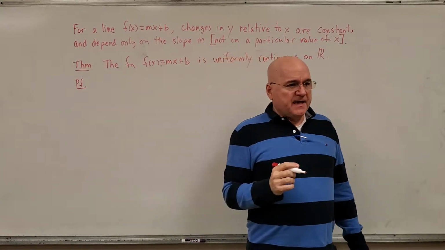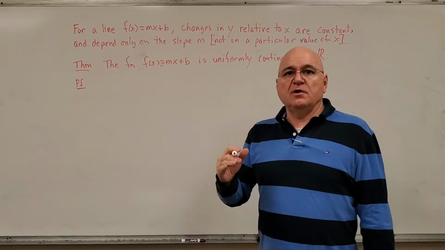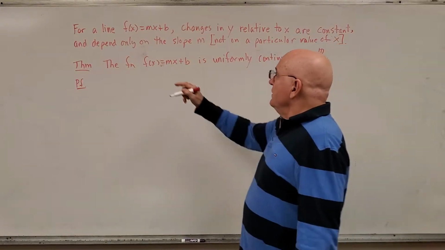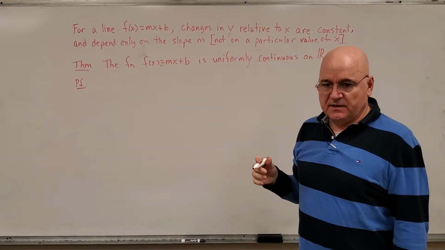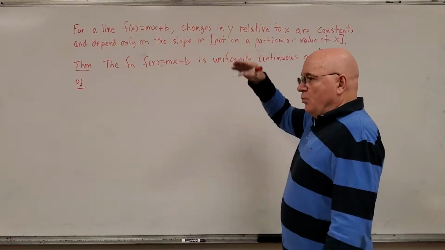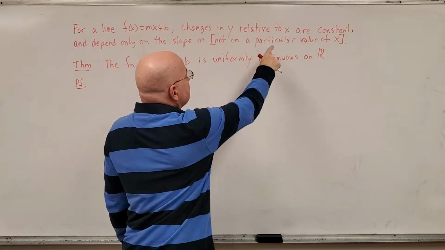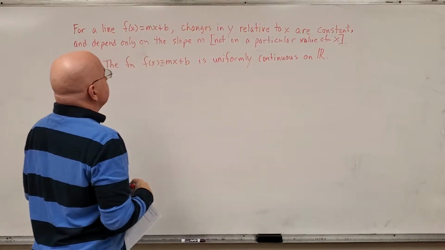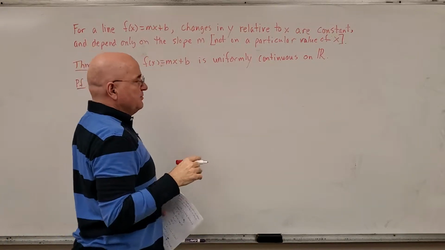Well, now let's take a look at an example of a class of functions, all of which are uniformly continuous. For a line, y equals mx plus b, or f of x equals mx plus b, the slope-intercept form for the equation of a line, the changes in y, the changes in the function value, the height, relative to the change in x, is constant. The changes are constant, depending only on the slope m, not a particular value of x.